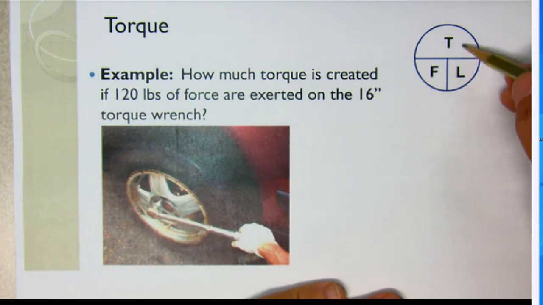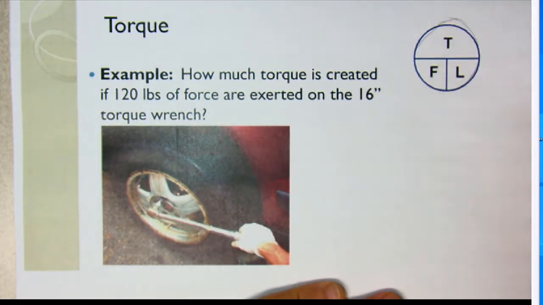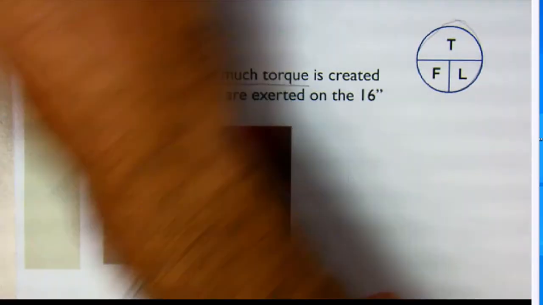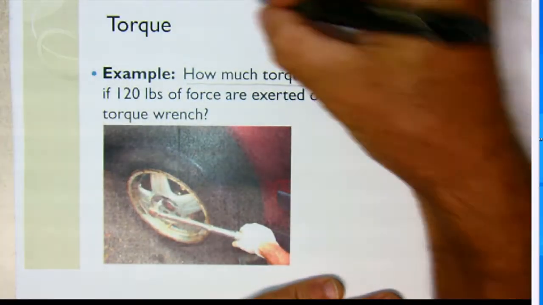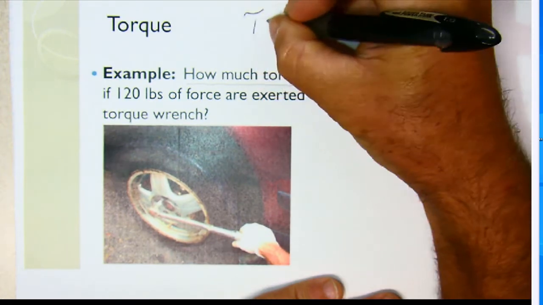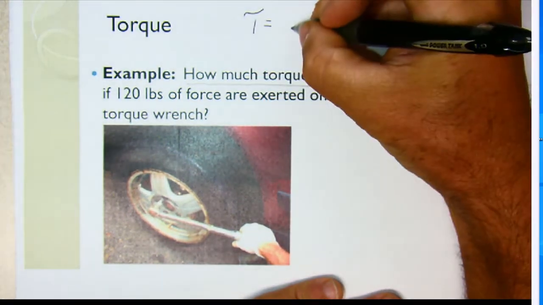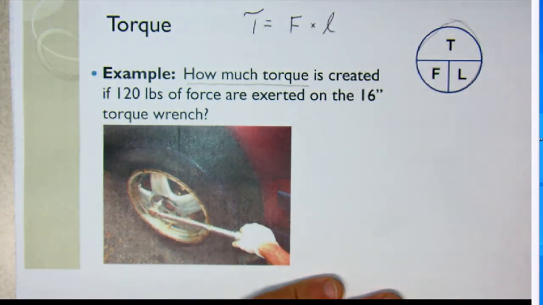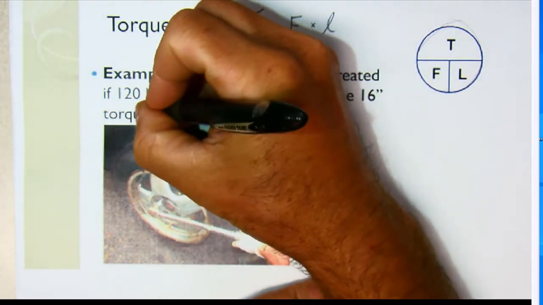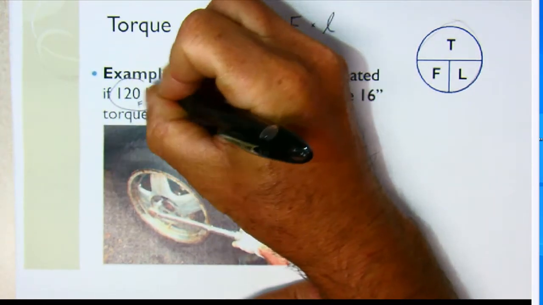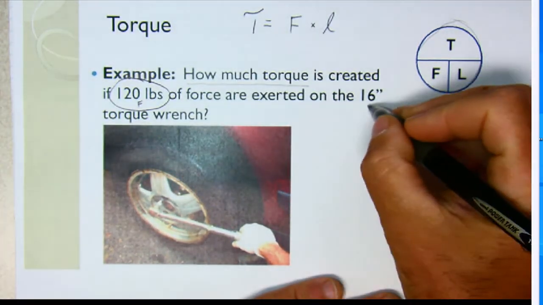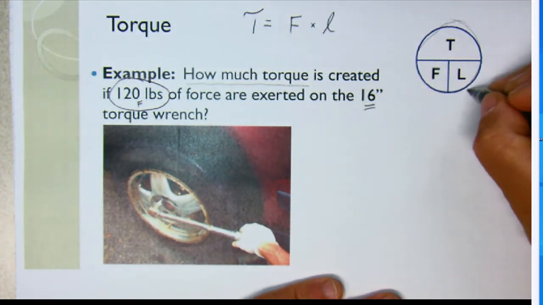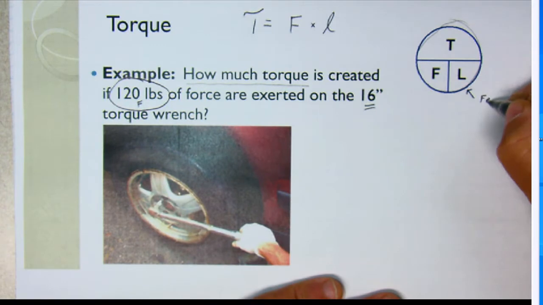So for starters, let's refer to our TFL circle up here. The question is, how much torque? And so if we're trying to determine a torque value, then we can note that the amount of torque that we're going to create is found by multiplying the force that we're applying by the length of the lever arm. Now, we know how much force that we're applying. That's going to be 120 pounds. Our 16-inch torque wrench, though, that's our lever length. We need that to be in feet. And so we have to do a unit conversion here.